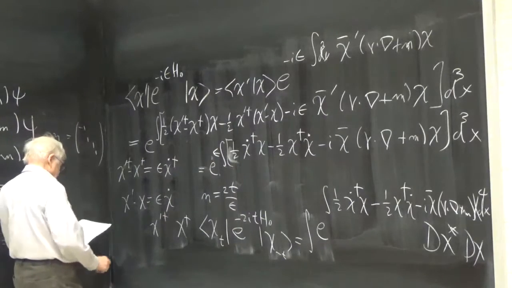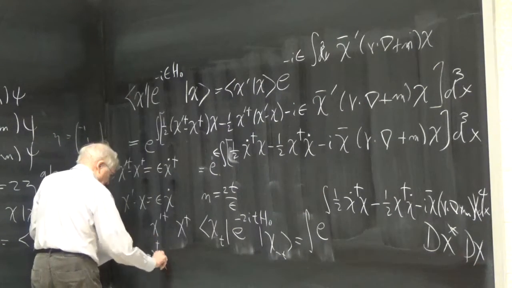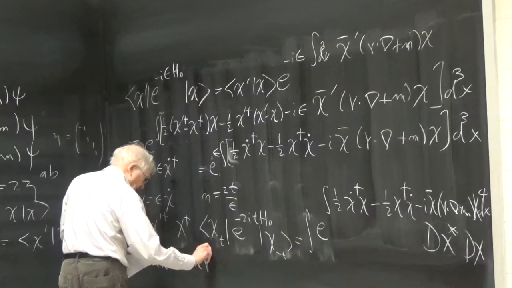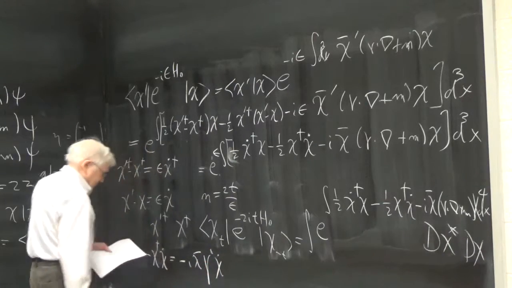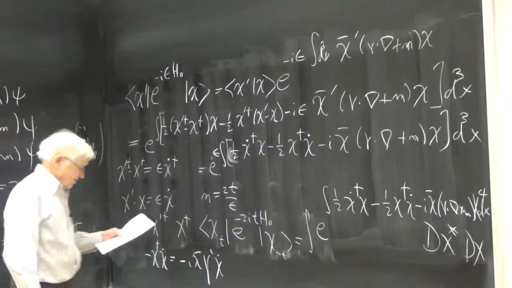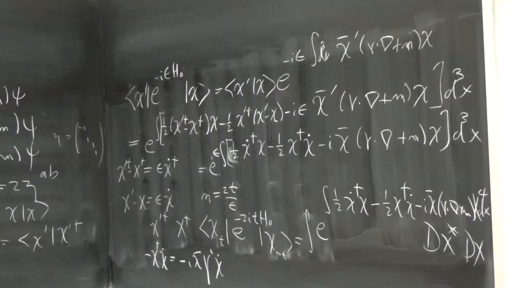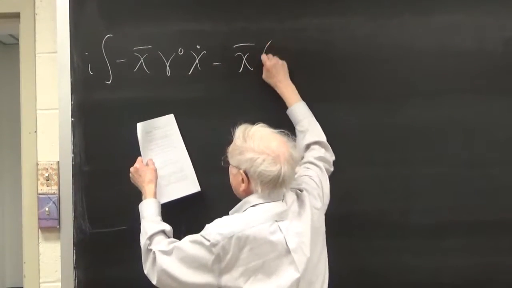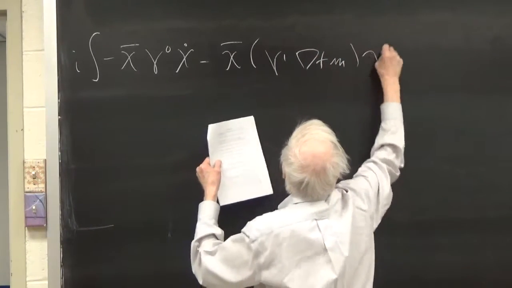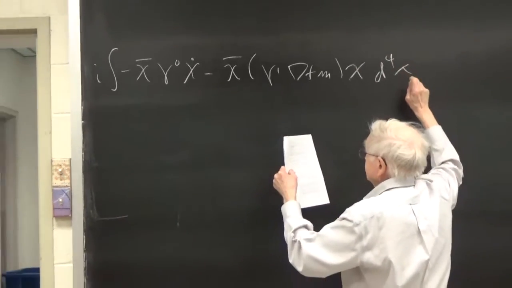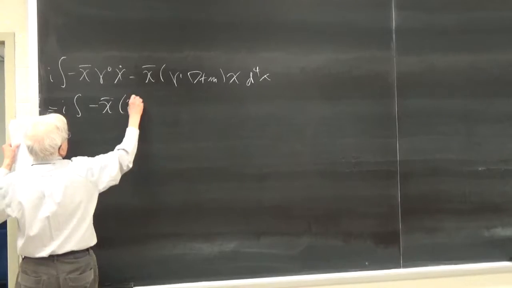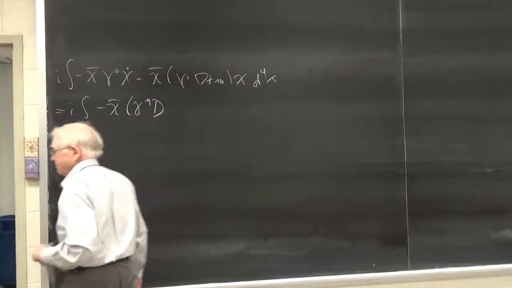Okay, now keep in mind that minus chi dagger chi dot is equal to minus i chi bar gamma 0 chi dot. And so we can rewrite this exponential. The exponential has an overall factor of i, and we have minus chi bar gamma 0 chi dot minus chi bar gamma dot grad plus m chi, d4x. And this becomes i integral minus chi bar gamma mu, well, I went to covariant derivatives by mistake, hold on.